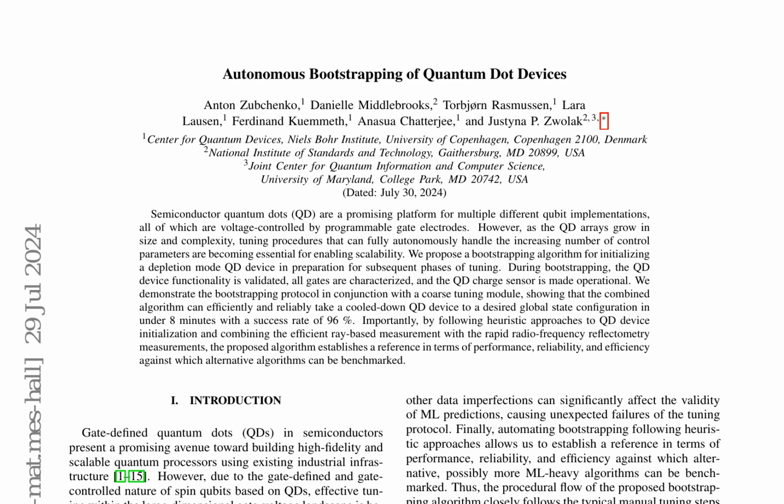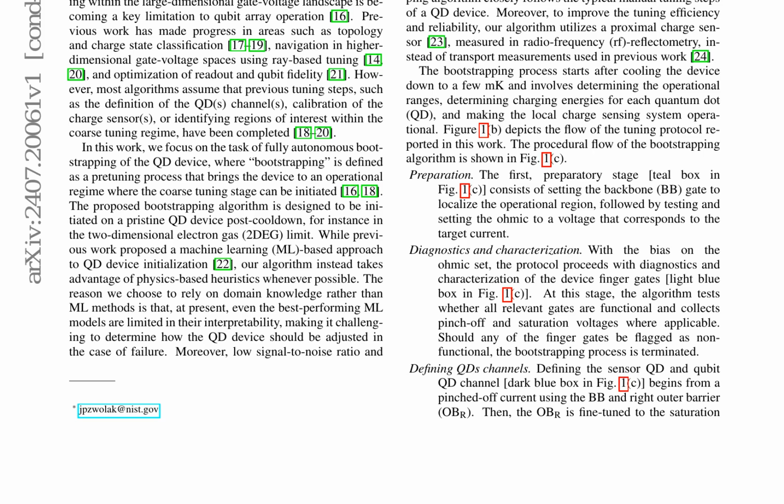The proposed algorithm uses heuristic approaches to QD device initialization and combines efficient ray-based measurement with rapid radio frequency reflectometry measurements. It is designed to be initiated on a pristine QD device post-cooldown, for instance in the two-dimensional electron gas (2DEG) limit. The algorithm closely follows the typical manual tuning steps of a QD device and utilizes a proximal charge sensor measured in radio frequency (RF) reflectometry to improve tuning efficiency and reliability.